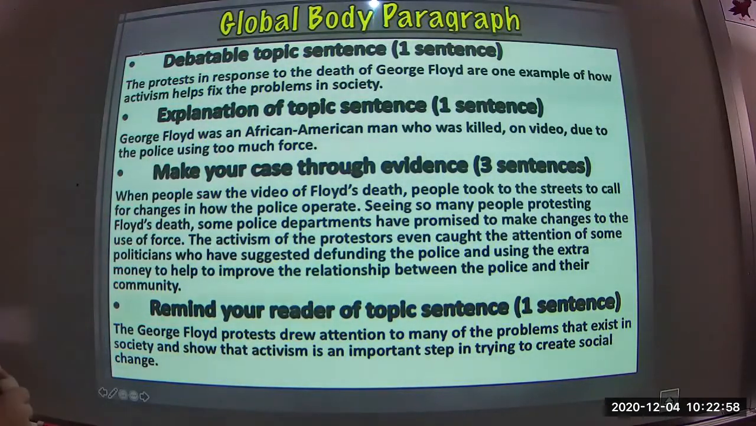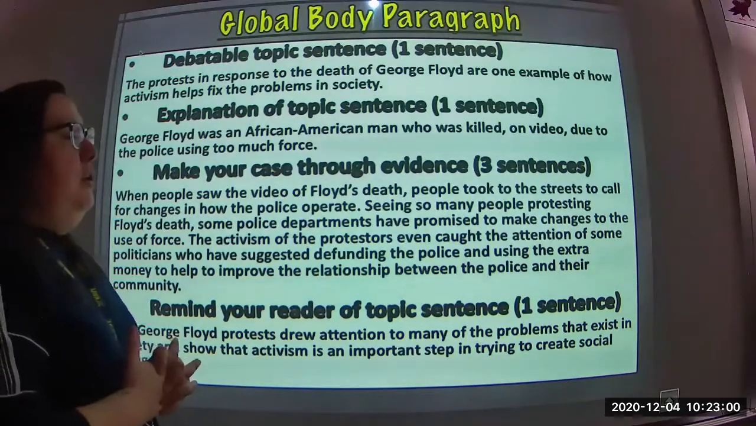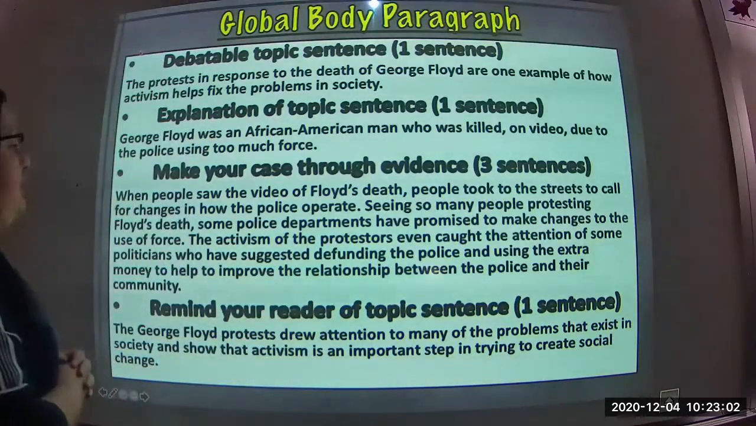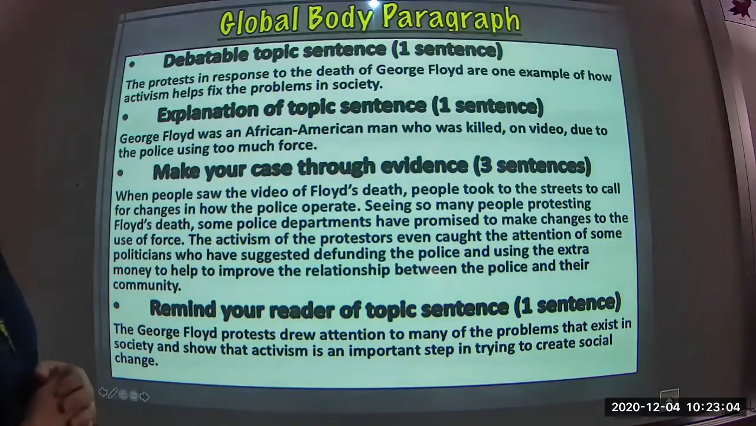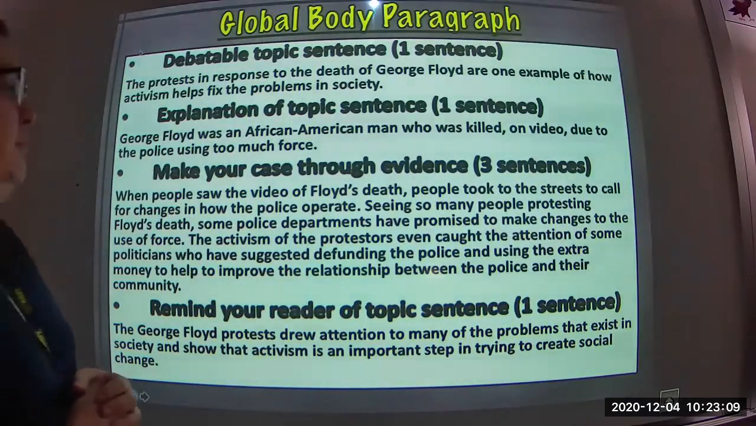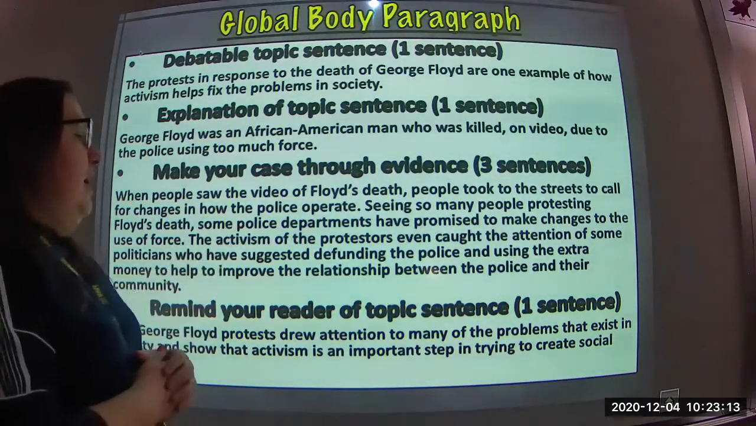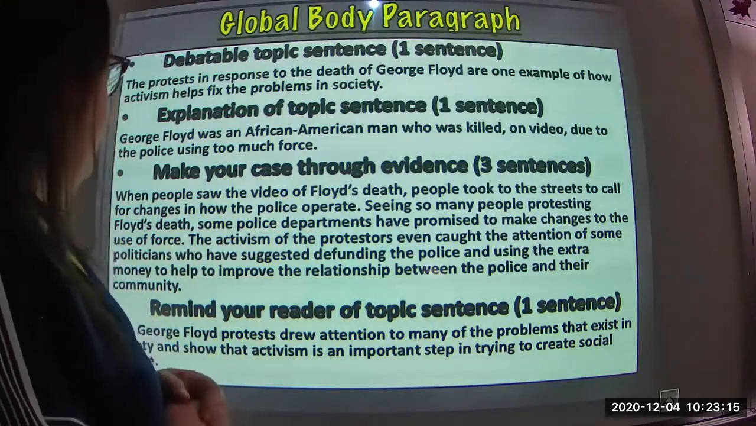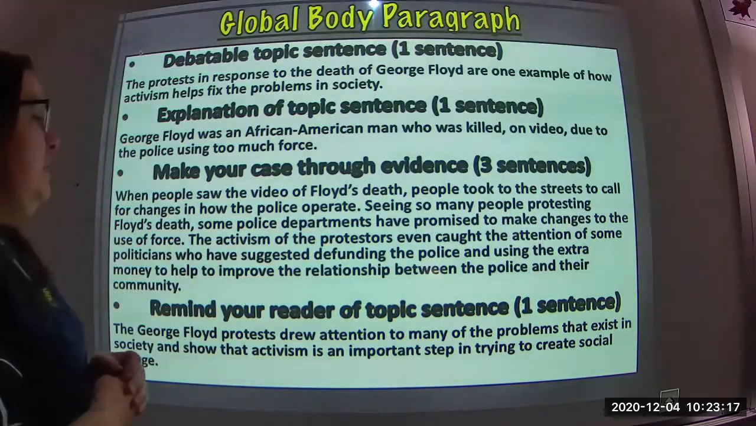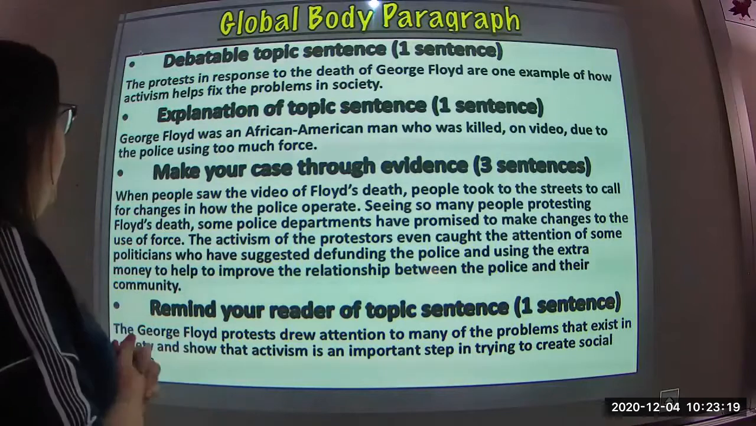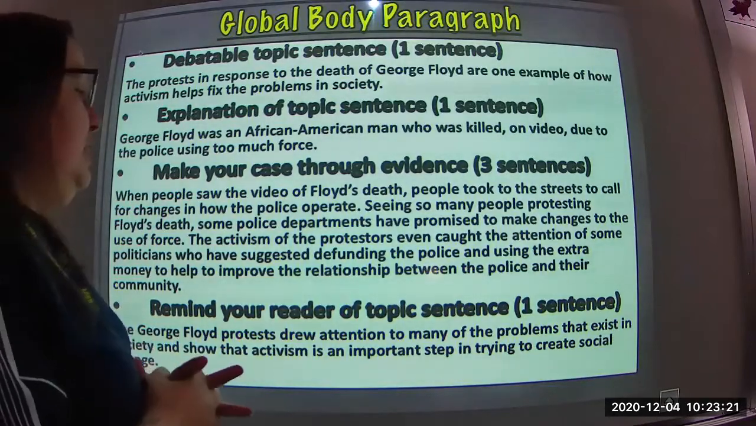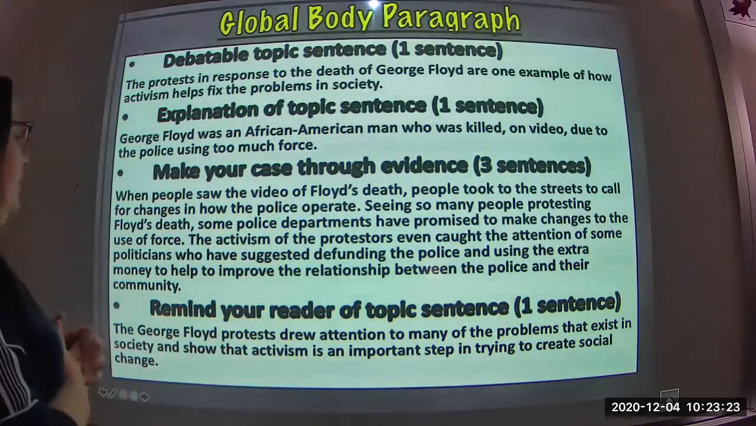When people saw the video of Floyd's death, people took to the streets to call for change in how the police operate. Seeing so many people protesting Floyd's death, some police departments have promised to make changes to their use of force. The activism of protesters even caught the attention of some politicians who have suggested defunding police and using the extra money to help to improve the relationship between the police and their community.